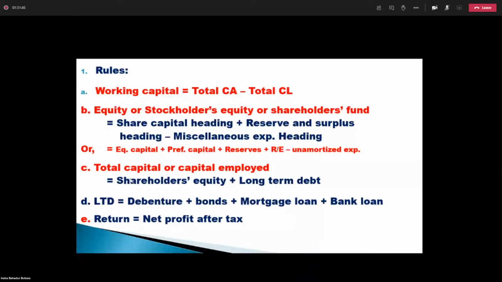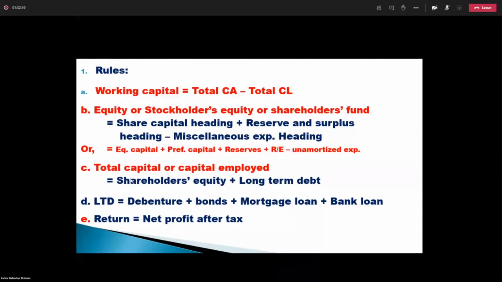If you are a shareholder and you have contributed capital in the company, you are expecting the return as net profit. And if you have lent, if you have given a loan to the company and you do not get the profit from the company, what is your return at that time? Interest. So when you are calculating the return of shareholders, that is net profit after tax. When you are calculating the return of the loan provider, that is interest.